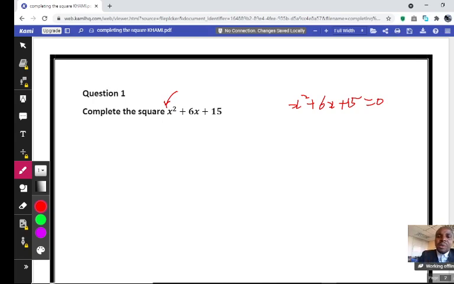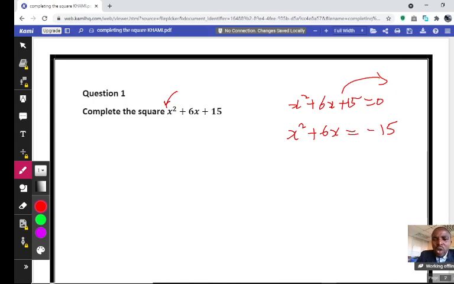Okay, let me separate. I want to keep the terms with x on this side, then those without x on the right side. So this one is plus 15, then on this side, it will be minus 15. When a value crosses the equal sign, it also changes its sign. Please take note of that concept.